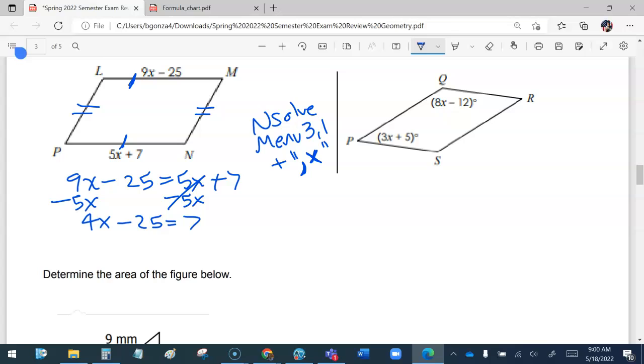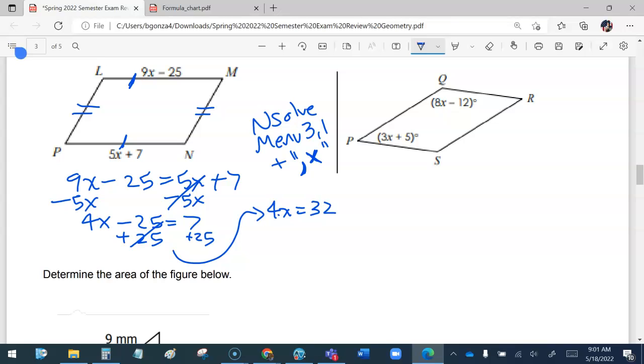Now we have a two-step problem. I need to get rid of the loner, the minus 25, by doing the opposite. Plus 25 plus 25. What's 7 plus 25? 4x equals 32.